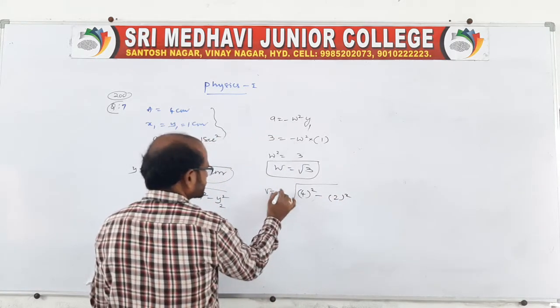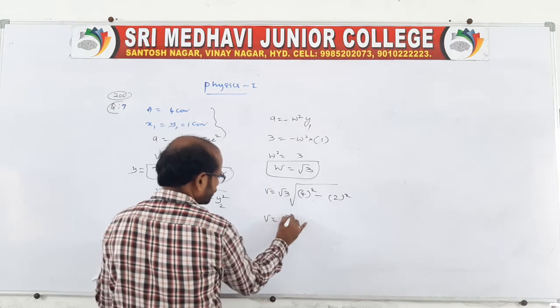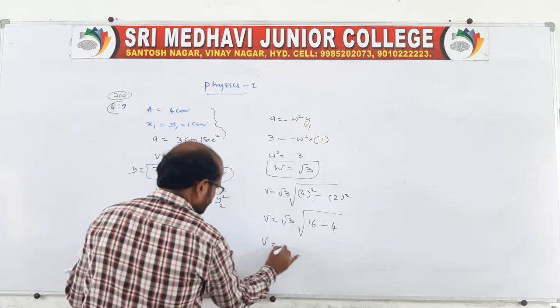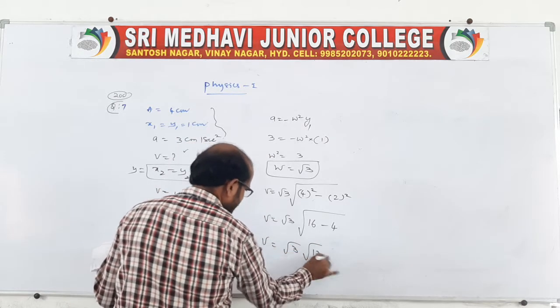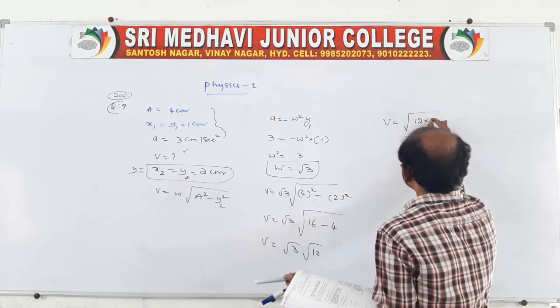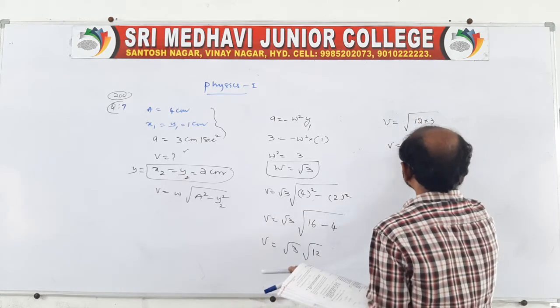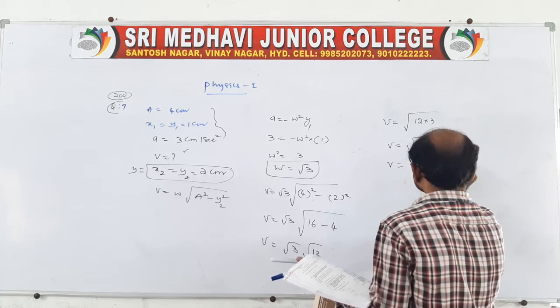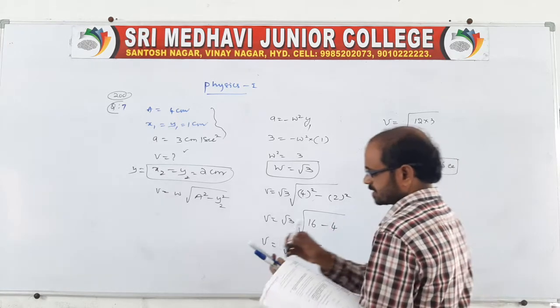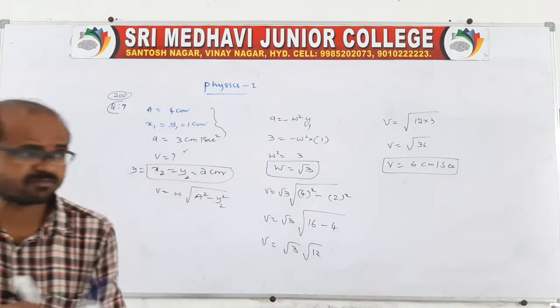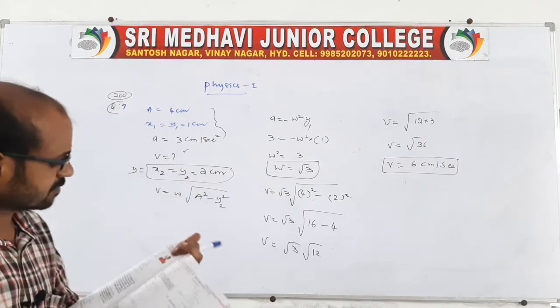Your omega value is root 3. Therefore root 3 into root of 16 minus 4. So it is root 3 into root 12. So the velocity of the particle, you say 12 into 3, then we get root 36, right? Then it is 6 centimeter per second. This is the velocity of the particle. Based on the given data, the velocity of the particle will be like this.